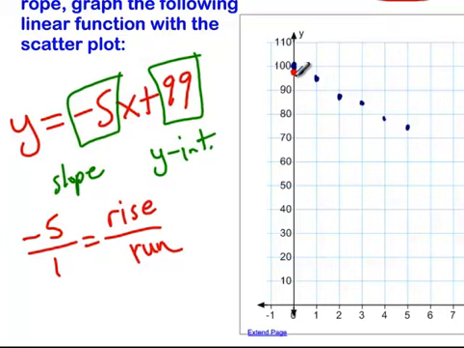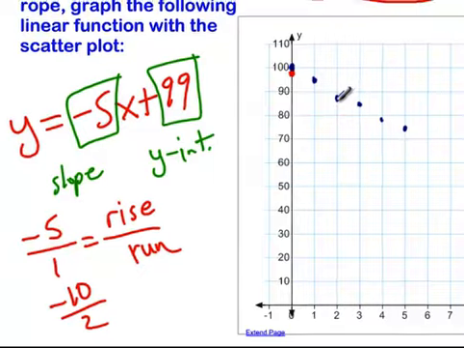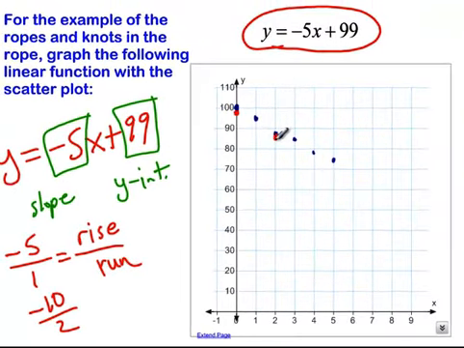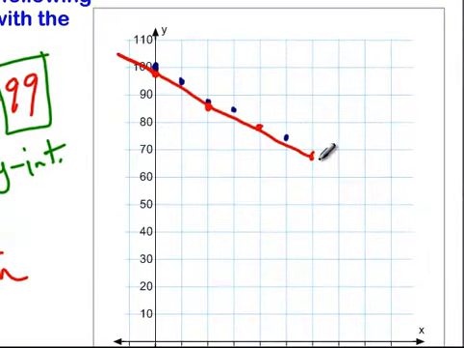Now, I'm going to make this a little bit easier because my graph goes by tens. So I'm going to multiply the top and the bottom of this slope by 2. So I get -10 over 2. So I'm going to go down 10 and over 2, which gives me a point about right here. And then I'm going to go down 10 more. If I was at 99, here I'm at 89, here I should be at 79, and over 2 more puts me about here. And then down 10 and over 2 more puts me about here. You can start to see a pattern emerging here as well. So this would be the graph of our linear function.